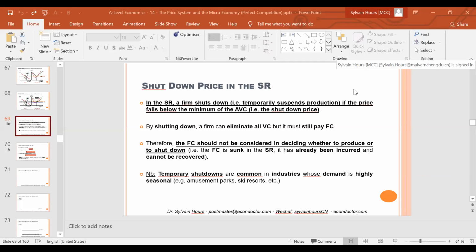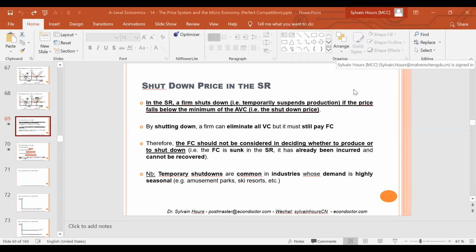Today, we will finish this topic of perfect competition. There are three main things that we need to discuss. We need to talk about the concept of shutdown price in the short run and exit price in the long run, to explain what this means. And we need to talk about efficiency in perfect competition. Do we achieve allocative efficiency? Do we achieve productive efficiency in the short run, in the long run?